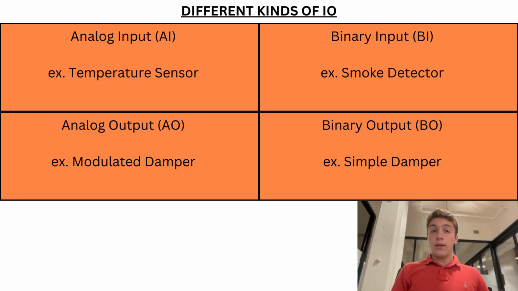An example of a binary output, which is a little rarer, would be a damper that can only either open or close. There's no in between. It's either open or closed.